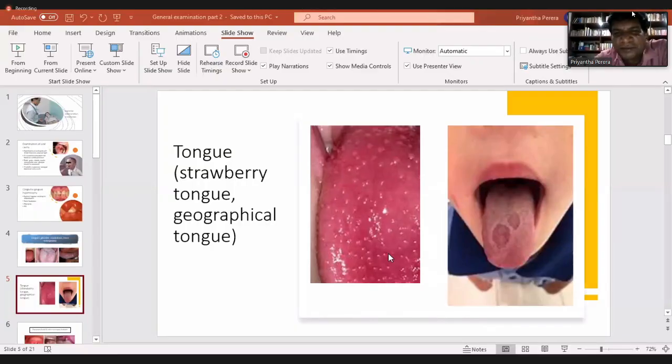So, can somebody describe this tongue? What do you see? What is the obvious change you see on this tongue? There is abnormal reddish color in the tongue. The tongue is very red, right? Very red compared to a normal tongue. Anything else to notice? It is swollen, edematous. A bit edematous, yes, red and edematous.